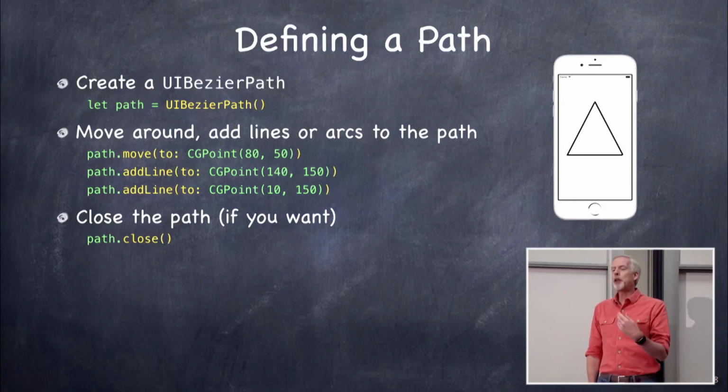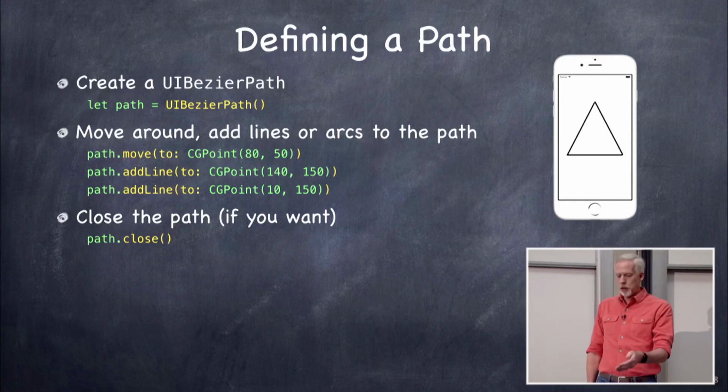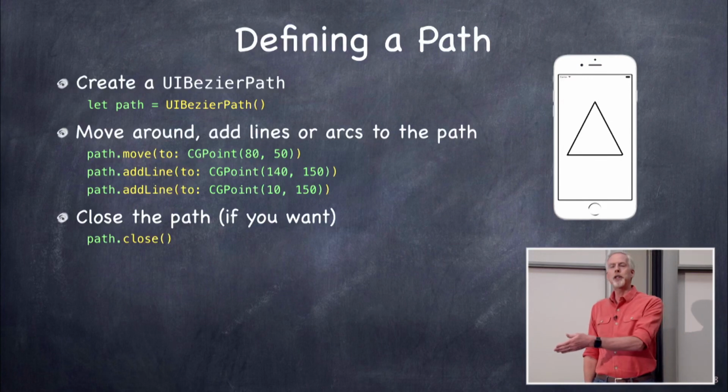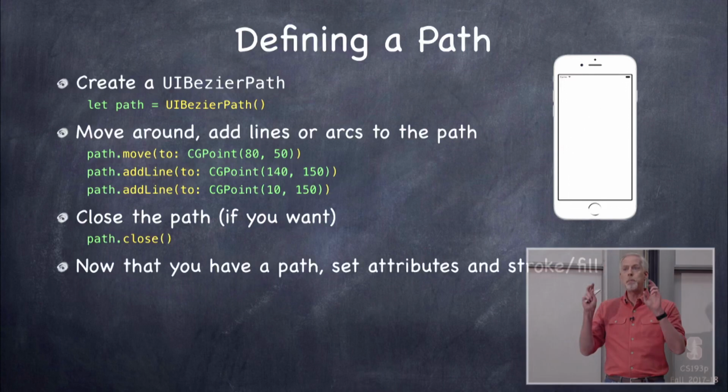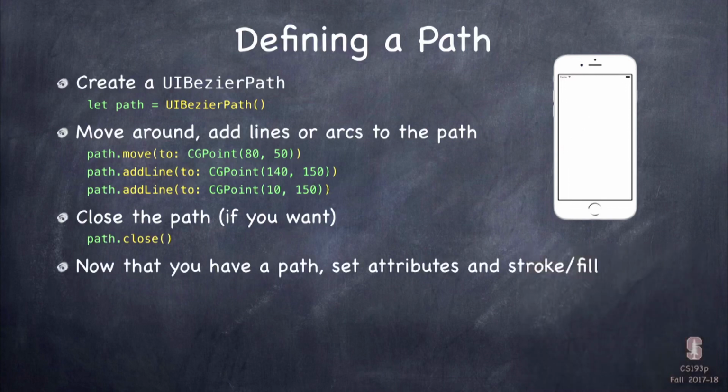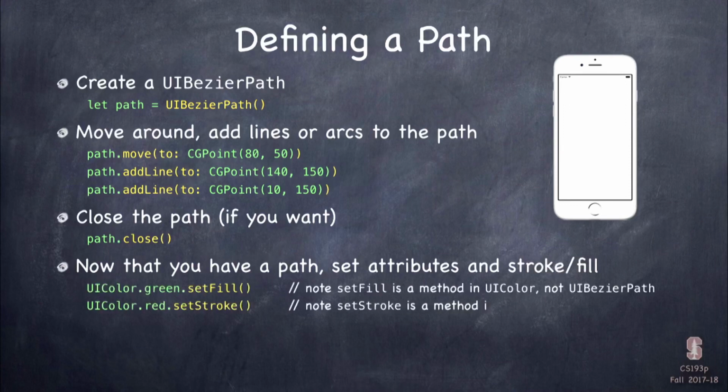Now I kind of been tricking you, because you look at this and it looks like, as I call these, it draws on screen. But no, okay? I just wanted to give you a visualization of what's going on. In fact, when I did all that, nothing happened on screen. There's absolutely nothing happening. All I was doing was building this UIBezierPath object up. If I want it to appear on screen, I have to set my drawing attributes and tell it to stroke or fill. So let's do that.